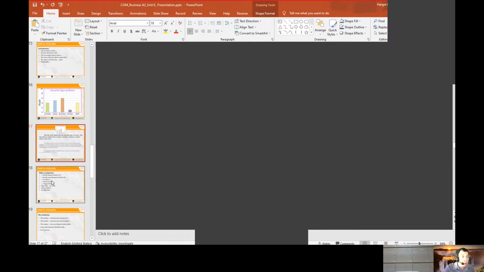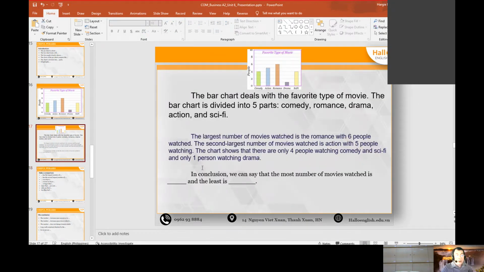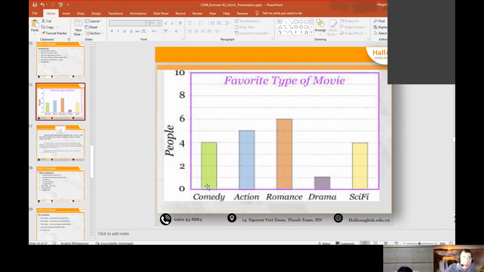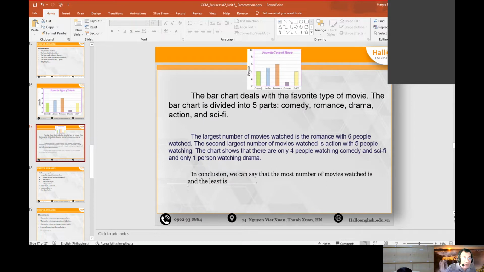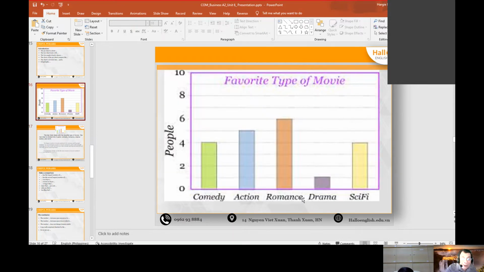Okay. Look at this one, Toy. So in conclusion, we can say that the most number of movies watched is romance. Okay, so we can say romance. And the least number of movies watched is 6%, drama. Very good.